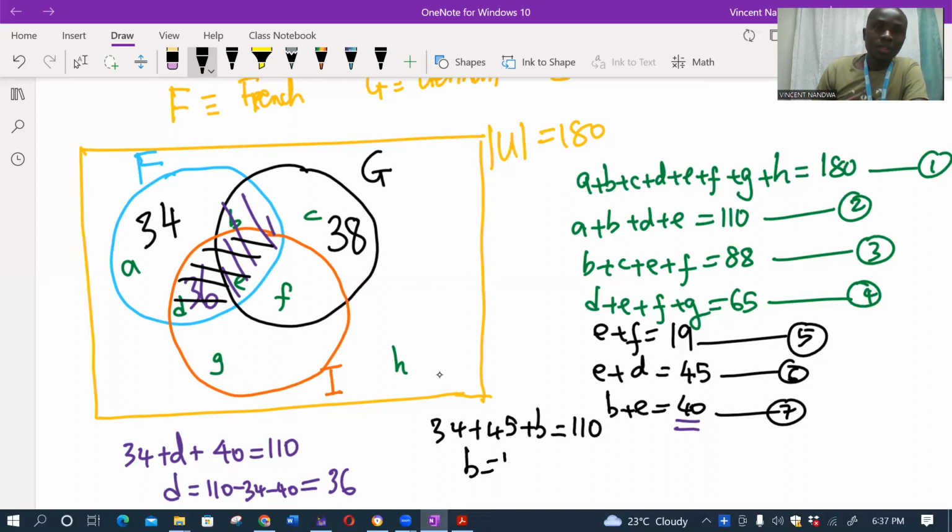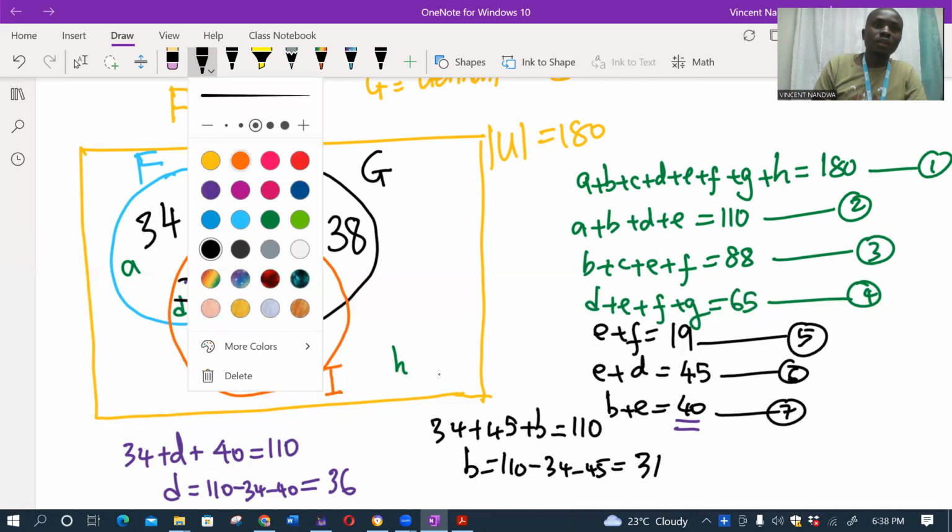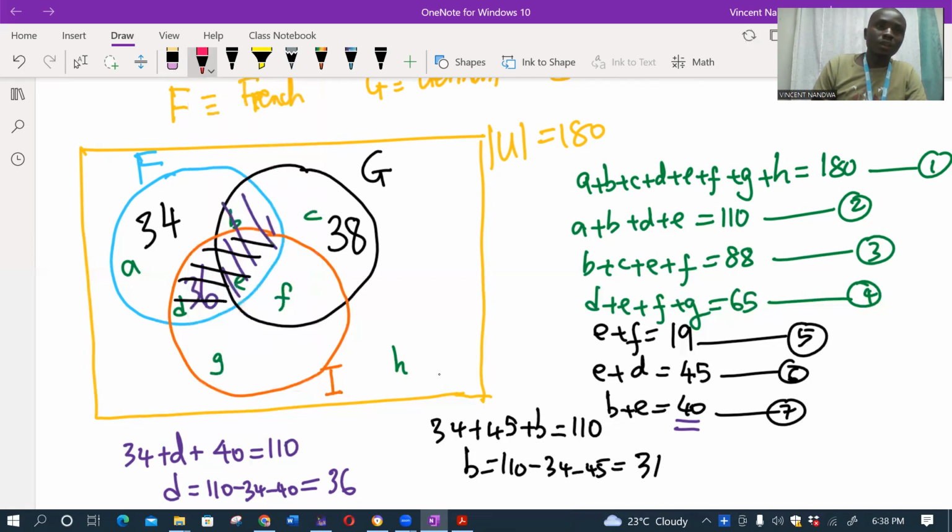So B will be 110 minus 34 minus 45. This is 31. So therefore, the value of B is 31. So I fill here by 31.